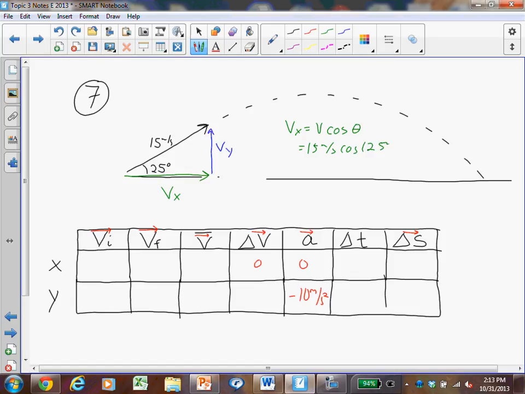You know, I see students mix this up and put 25 and 15 in the wrong place all the time. So be careful. .6 meters per second. Now we know that stays the same. We can get our Vy. That's V sine theta, right?